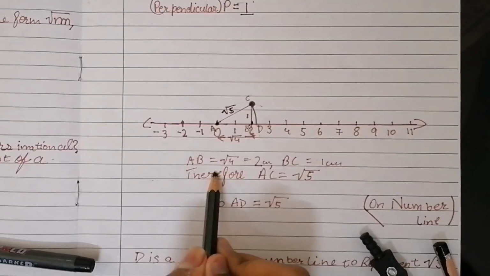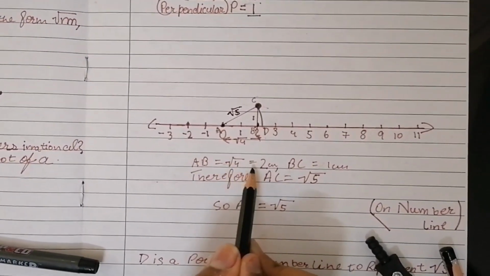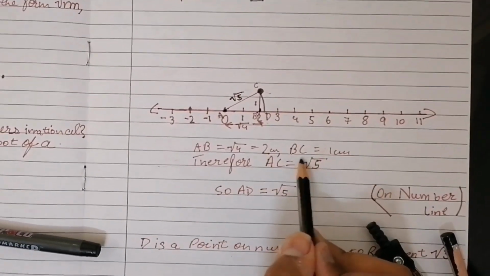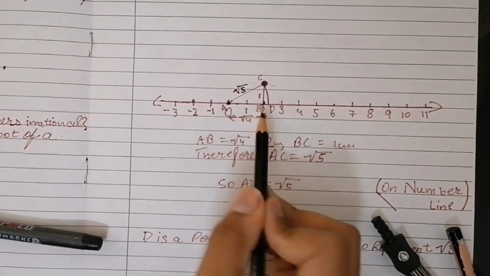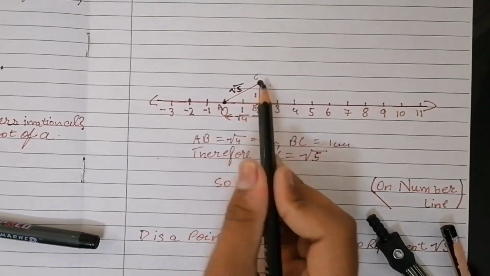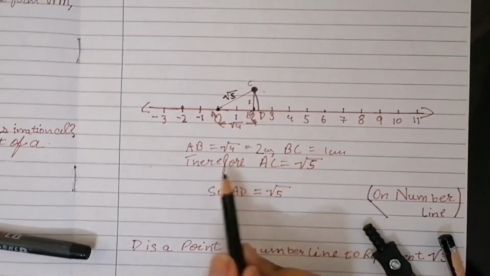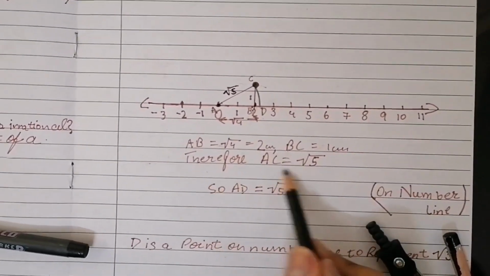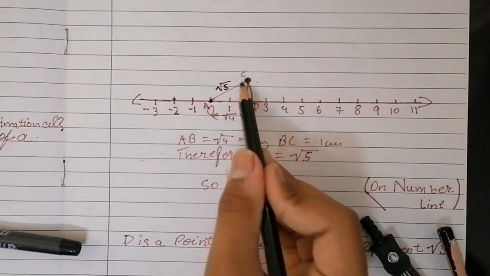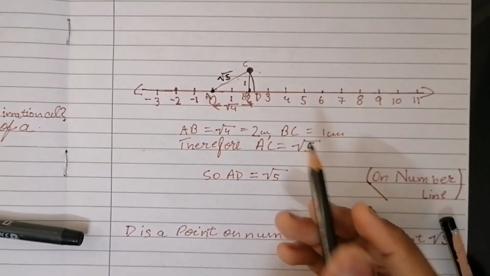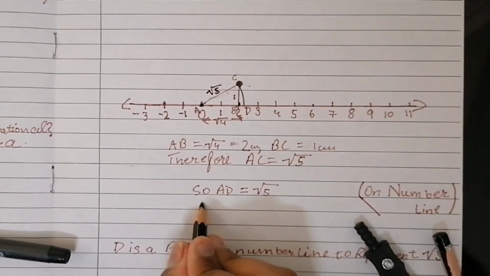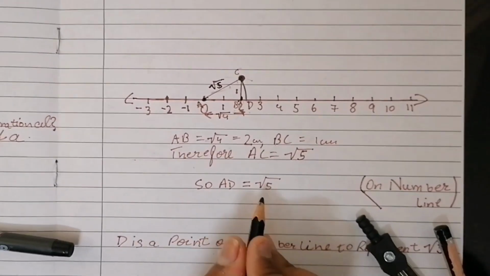So AB equals under root 4 equals 2 centimeter and BC equals, which is here, 1 centimeter. Therefore AC equals under root 5. So AD is under root 5.